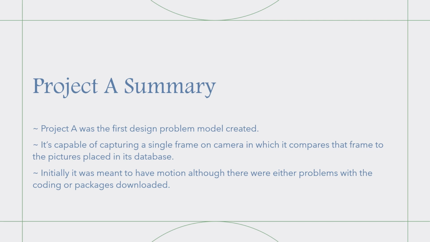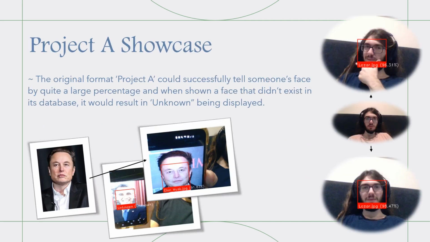So it was the first design. It was capable of only capturing a single frame on camera, so it would just compare whatever is seen on the camera to its database. That could be a wide selection of pictures. It was meant to have motion initially, but there were some problems with the coding. So, just a quick summary again.